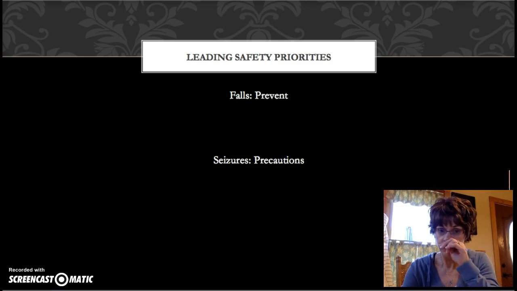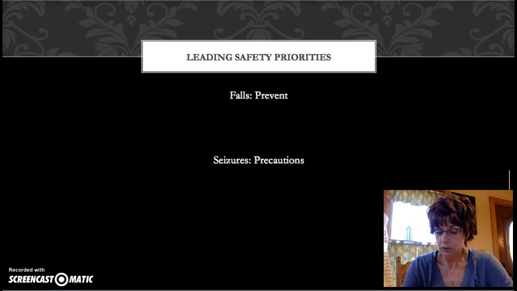Leading safety priorities is what we're going to look at. First one is falls. The word for falls is prevent. It's much better to prevent than to go through all the things you're going to have to do after. And so we already talked about that. Huge assessment to prevent and figure out what you need to do for your patient. In all hospitals, patients have a fall risk assessment that they do when they are admitted. And then interventions are put into place based on that.